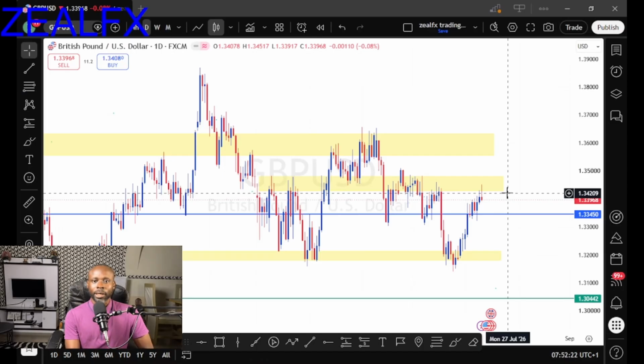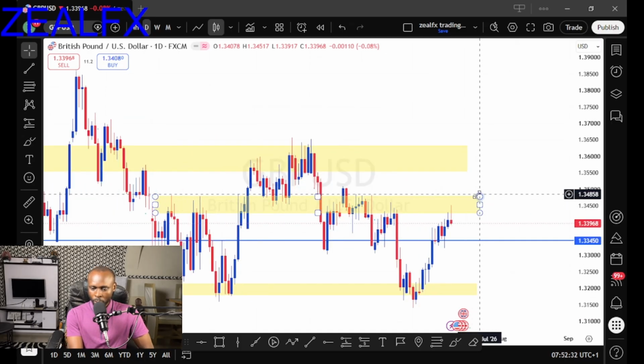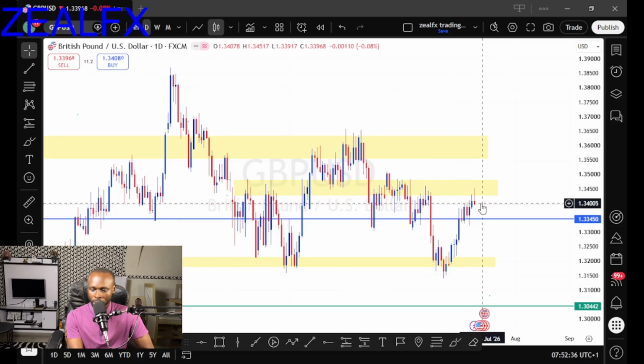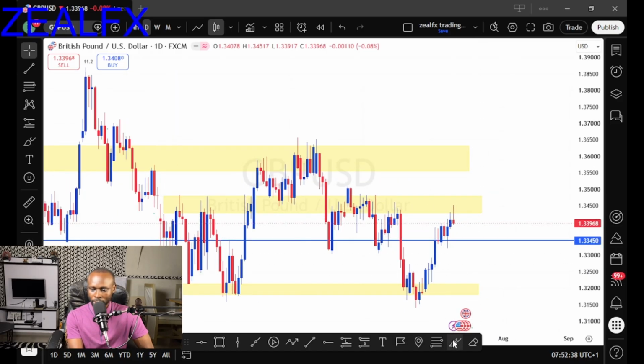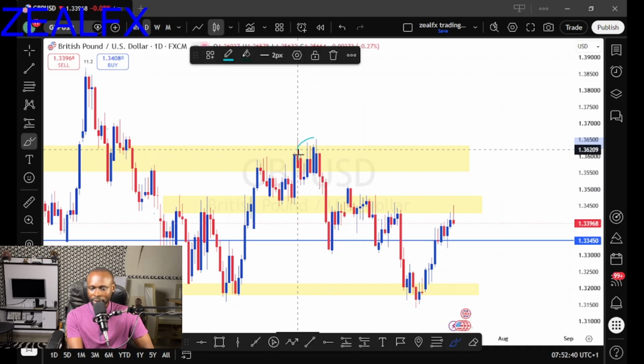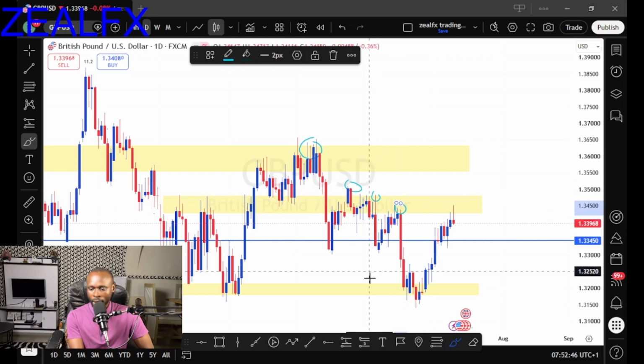Let's start our analysis with the Pounds USD. Let's look at the trend of the market, where we expect the market to go this week. This week, we still have price creating a series of lower highs for the major structure of the Pounds USD. We can see we have this higher high, then a lower high, then lower high. So this series of lower highs still indicates a bearish trend for the Pounds USD.